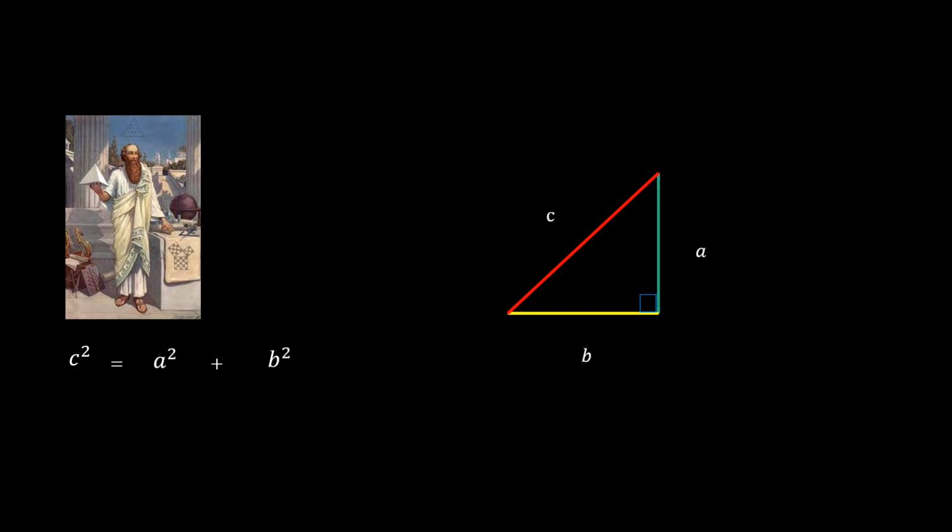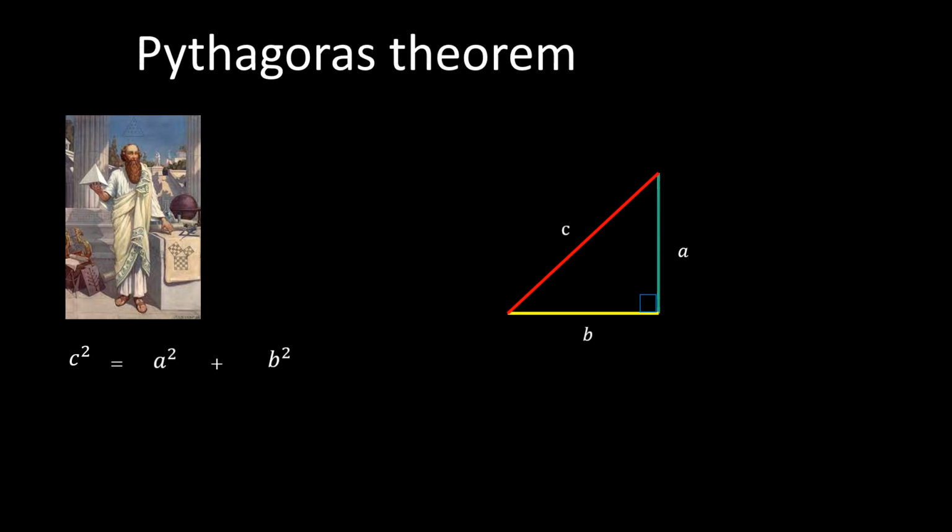So for a right angle triangle with side lengths A, B and C, we have the Pythagoras theorem. That means the hypotenuse square equals the altitude square plus the base square. We can write it as C power 2 equals A power 2 plus B power 2. This is the Pythagoras theorem, and this is the relation between the sides of the right angle triangle.